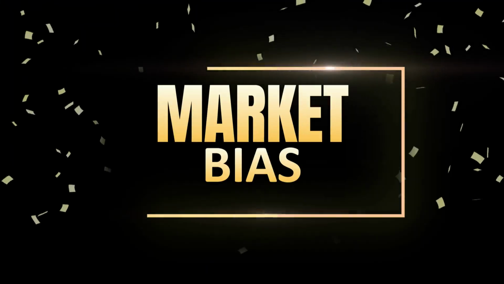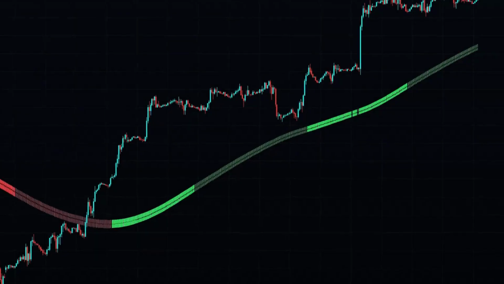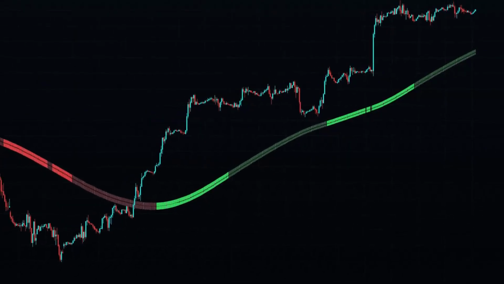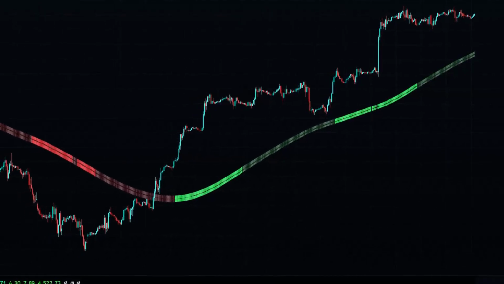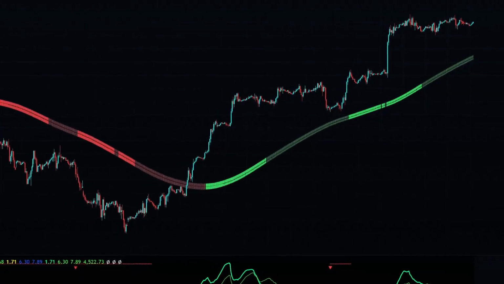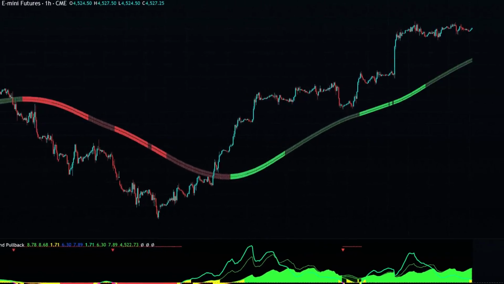Alright, let's dial in even further and really get those winning trades locked down. That's where the market bias indicator comes in. It's like your traffic cop, telling you which direction the market's really moving. The market bias indicator is all about trend detection. It tells us if the market is on an uptrend, downtrend, or just bouncing around sideways. It's crucial for avoiding those counter-trend trades that can drain your account.